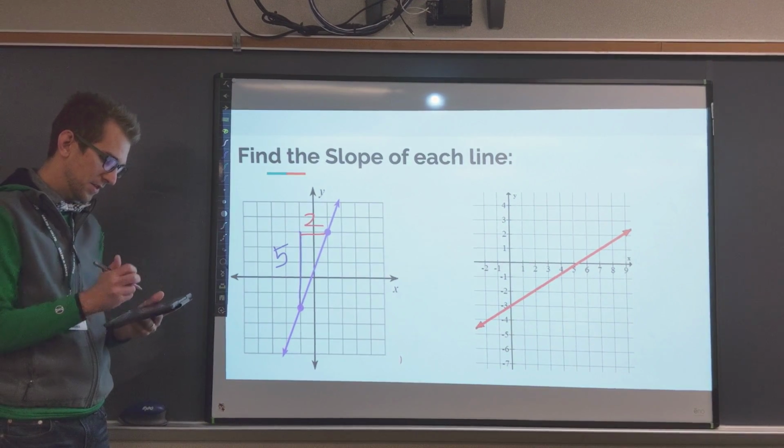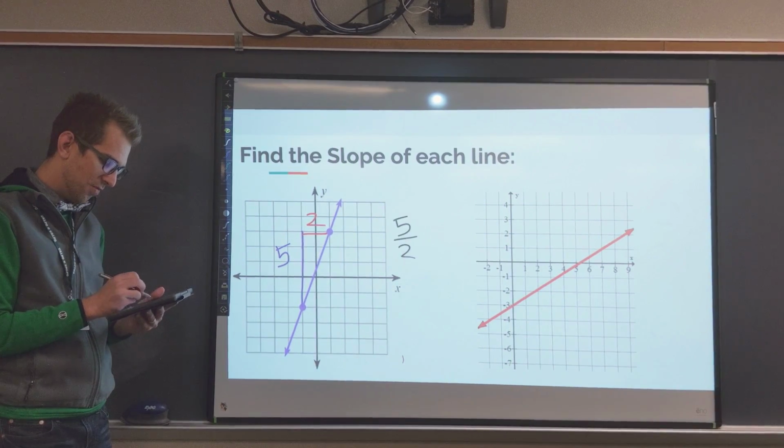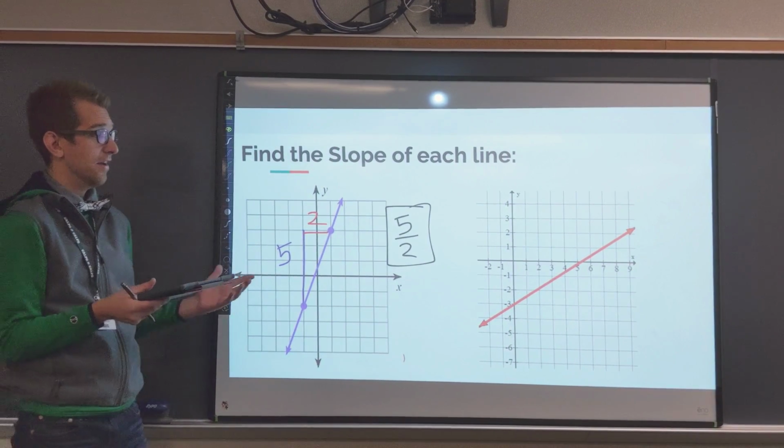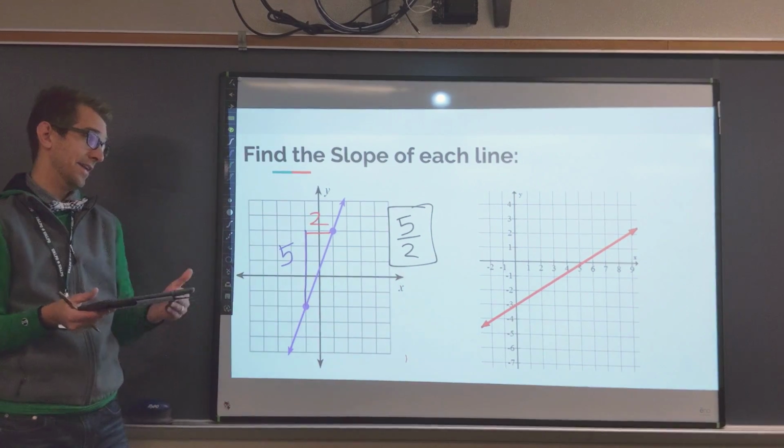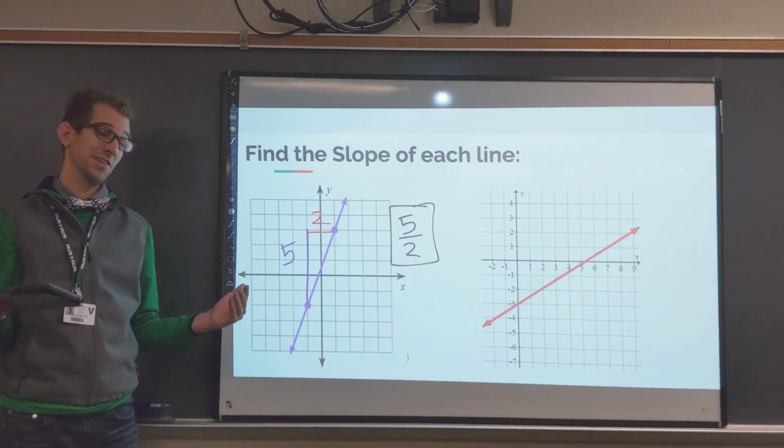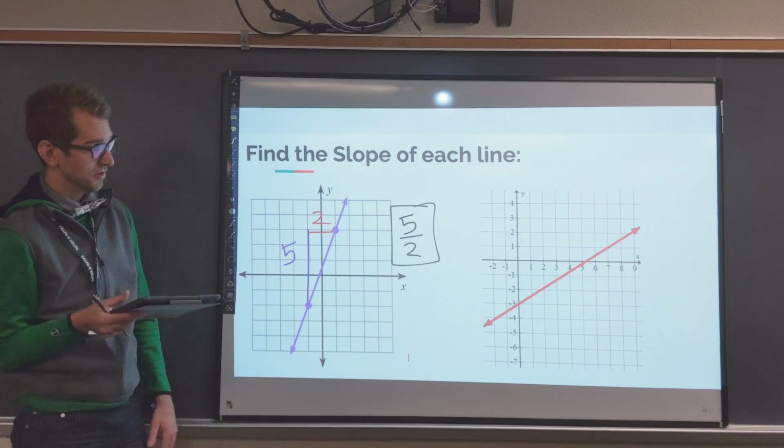And so let's write the fraction then, 5 over 2, or 5 halves, and I can't simplify it, and it's an improper fraction, which actually in this case is perfect. So we got 5 over 2. Now let's do another one.